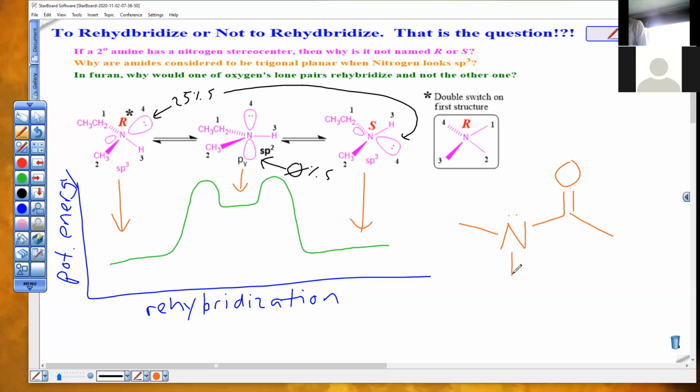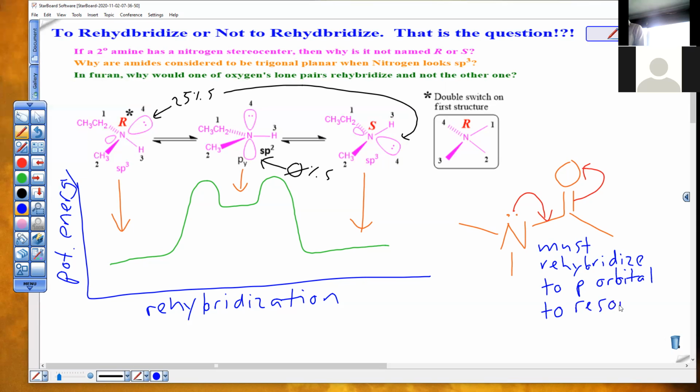Well, when you have atoms that have lone pairs, the only way they can do this, which is called resonance, is you must rehybridize first. So that process on the left of the screen has to happen first before you do the resonance. Must rehybridize to p orbital. So it means the nitrogen is going to go to sp2.